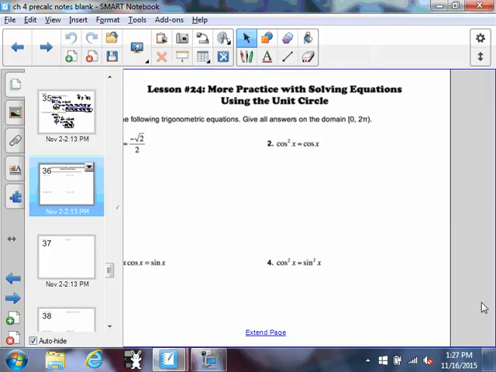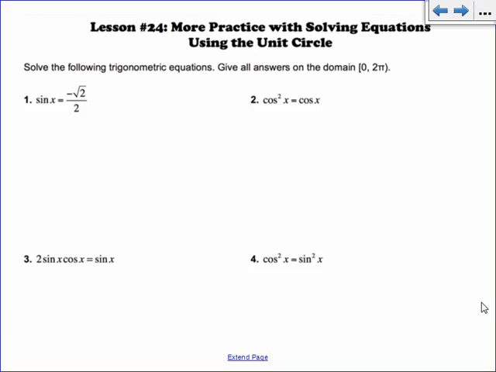All right, lesson 24 is more practice with solving equations using the unit circle. Last time I told you that this is the most important concept, I feel like, in pre-calc to prepare you for calc. When anybody says, what should I make sure that they know in pre-calc to help them with AP Calc, I say this: solving equations using the unit circle.